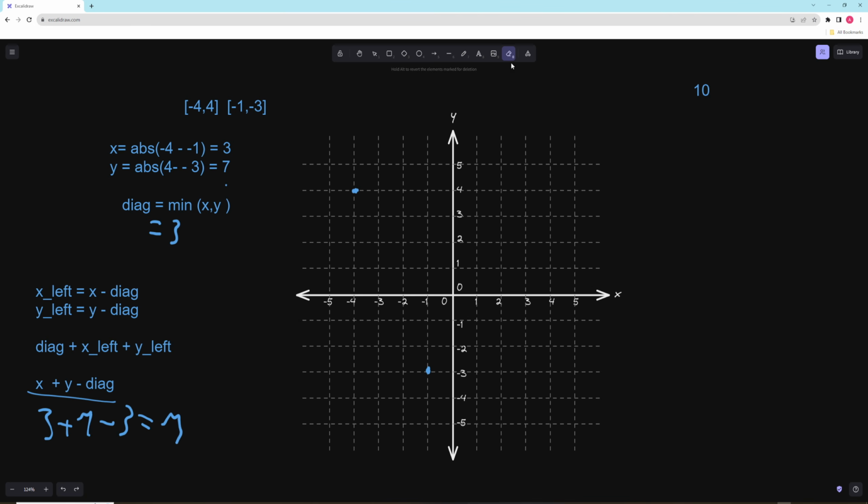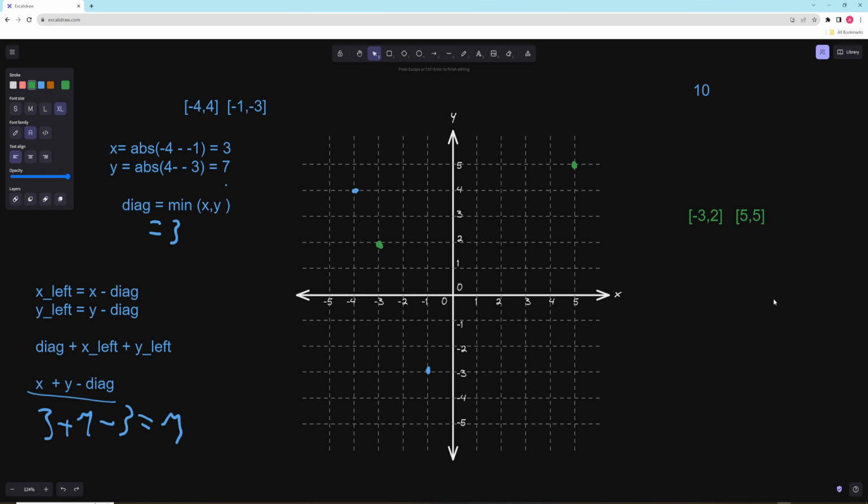We can try this for another set of points now. Oops. Let's just draw some other points somewhere else because I'm not super sure how to delete this. So let's say we have a point over here, and we have a point over here. Let's get the coordinates first of all. Our left coordinate is -3, 2, and our right coordinate is 5, 5.